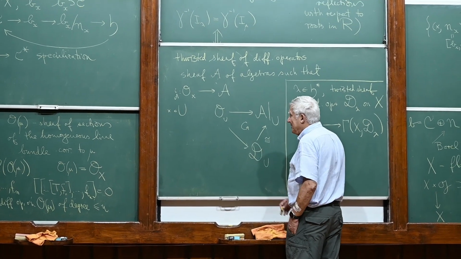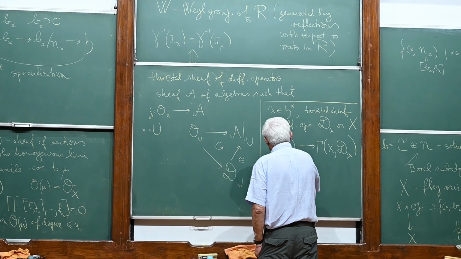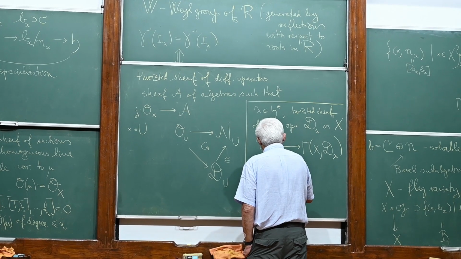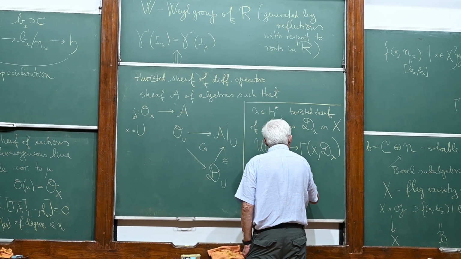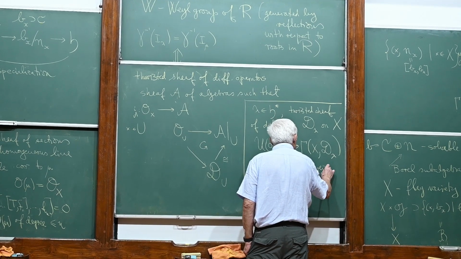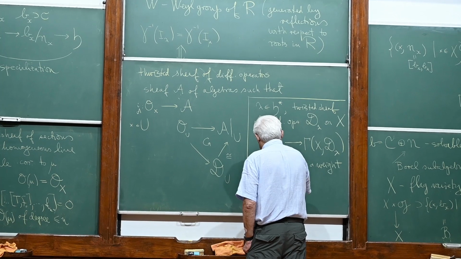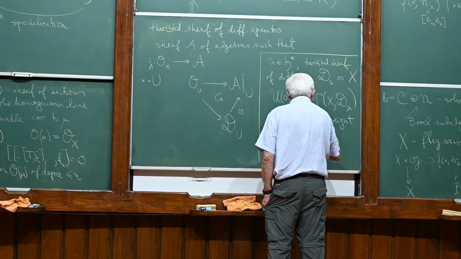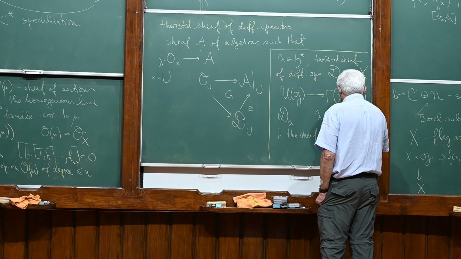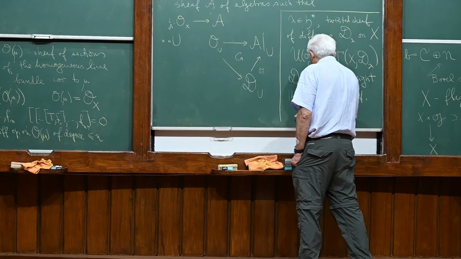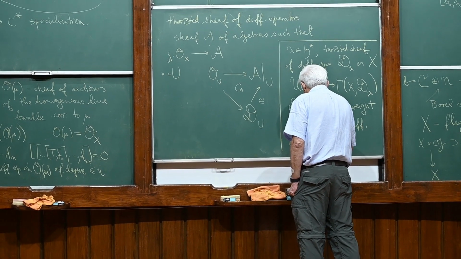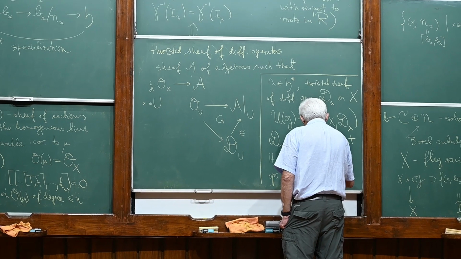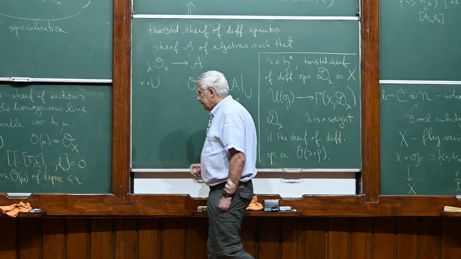And there is again the mysterious rho shift. So D lambda, if lambda is a weight, is the sheaf of differential operators on O lambda plus rho. There is again the rho shift.